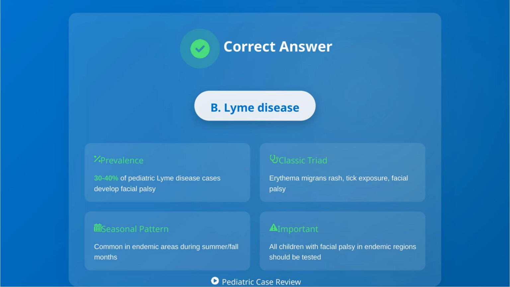Lyme disease. 30 to 40% of pediatric Lyme disease cases develop facial nerve palsy. The classic triad of erythema migrans rash, tick exposure history, and facial palsy strongly suggests Lyme disease as the etiology. This is especially common in endemic areas during summer and fall months. All children with facial palsy in endemic regions should be tested for Lyme disease.